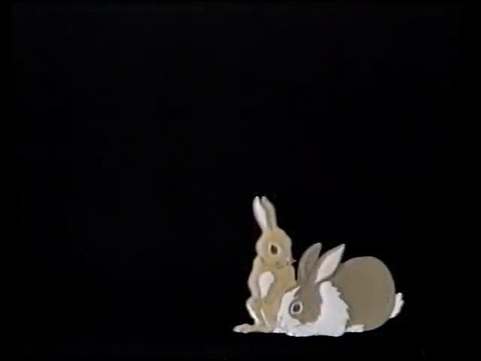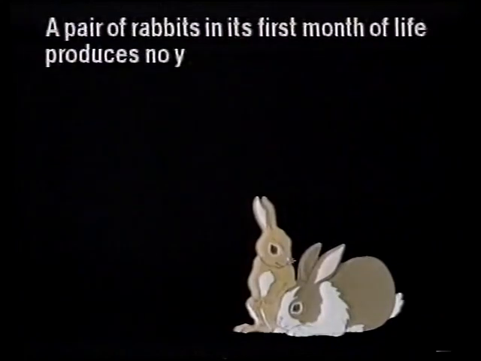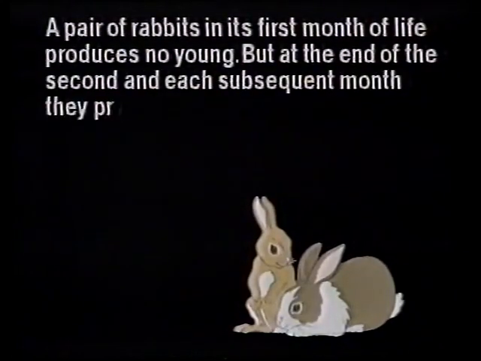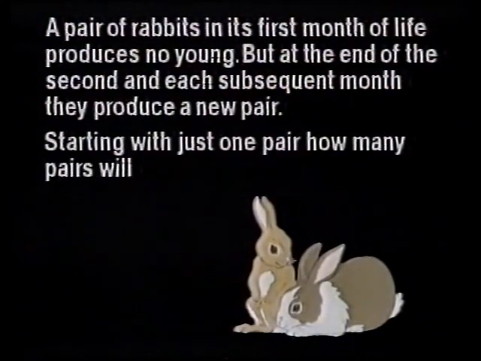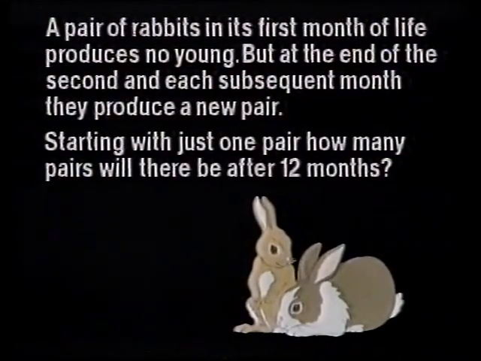He proposed that rabbits breed in the following rather unlikely way. A pair of rabbits in its first month of life produces no young, but at the end of the second and each subsequent month, they produce a new pair. Starting with just one pair, how many pairs will there be after 12 months?